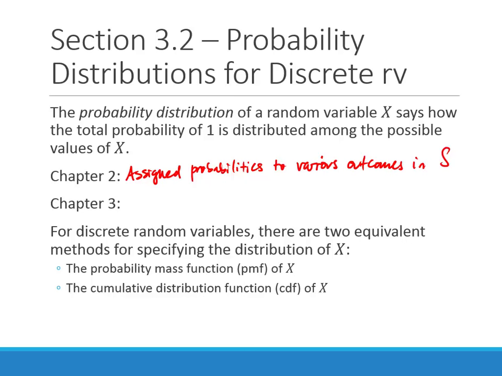Now in chapter 3 we're going to assign probabilities to values of x. So instead of talking about probabilities for certain events in our sample space, we're going to assign probabilities to values of x. So it's kind of doing the same thing, but slightly changing our terminology.